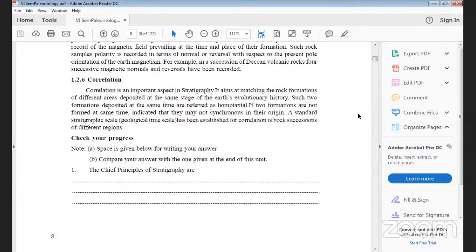If two formations are deposited at the same time, it is called homotaxis. That means the two formations were deposited at the same time. And if the two formations are not of the same time, it is indicated as a synchronous origin, called a synchronous horizon. A standard stratigraphical scale is required to establish the correlation of rock successions of different regions and different ages.